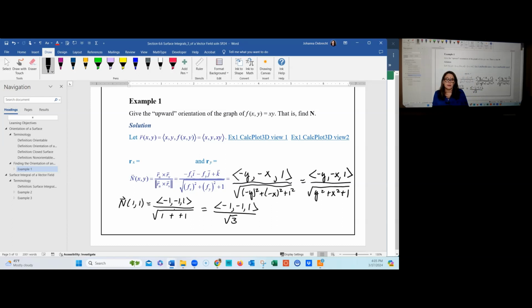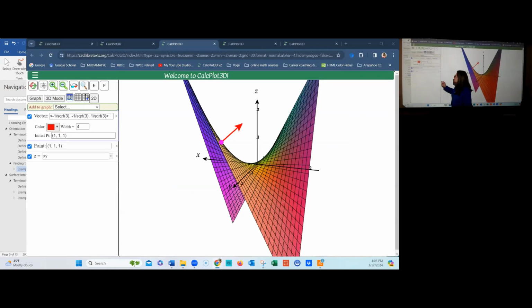Let's see what would happen if I were to plot this vector onto my graph. When you plot the vector, make sure that you use the square root of 3 dividing inside the vector. CalcPlot3D doesn't like it if you put the factor on the outside. I also widened the vector to a width of 4 and made sure to start it at my initial point on the surface, 1, 1, 1. You can now see when you're looking here that it is pointing generally upward.